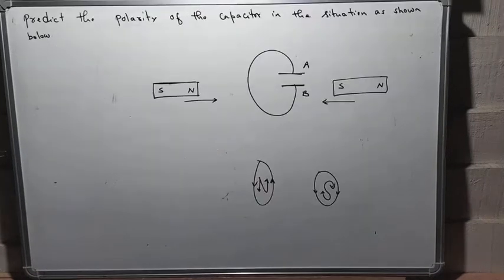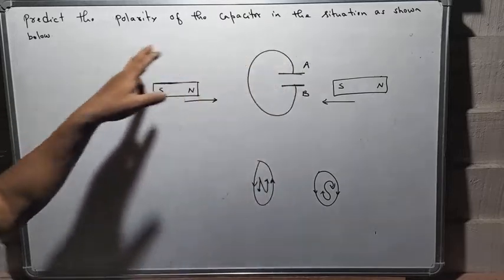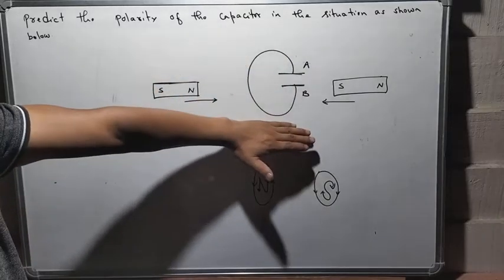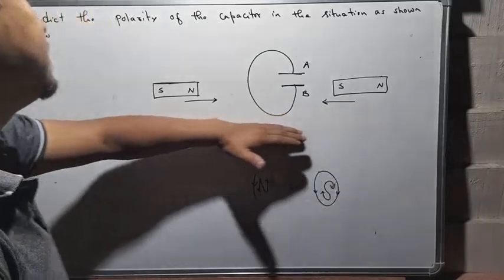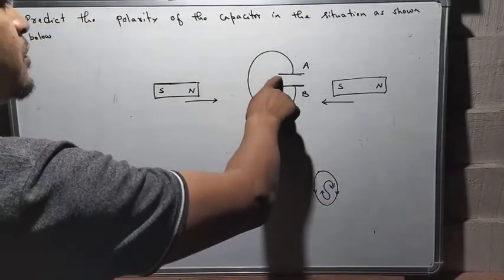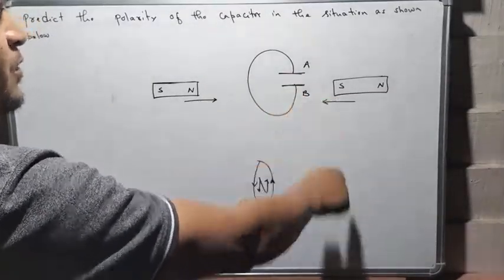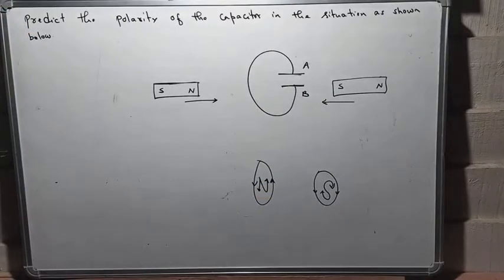Okay, let us continue with this new problem. So this problem also has been asked in the board exams. I don't know exactly the year, but it has come before. So the question says, predict the polarity of the capacitors in the situation as shown in this figure. Okay, so this is my figure. Looking at this figure, I have to tell whether this capacitor plate A is positive or negative, and whether B is positive or negative.